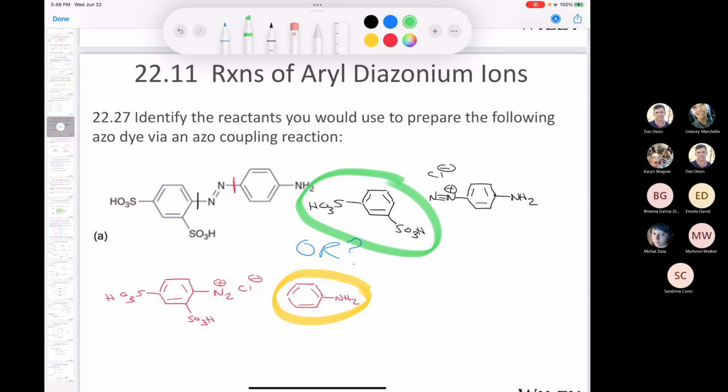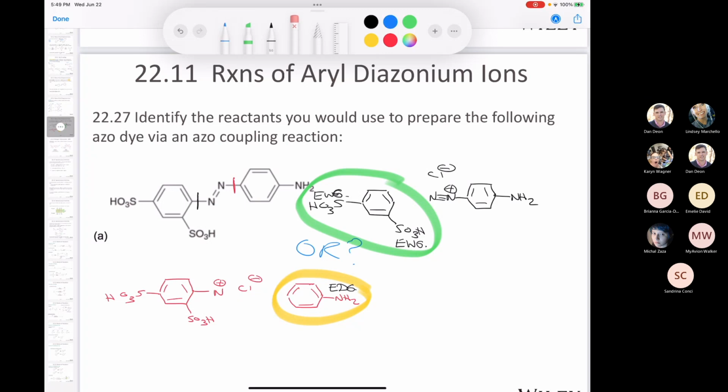Which one of them is going to make a better nucleophile? Well, I'd say it's the one in the yellow circle, because this one has an electron donating group on it, and this one has 2 electron withdrawing groups on it. Since these groups are withdrawing electron density, just pulling it away like crazy, this is not going to be a very good nucleophile. This is going to be a crummy nucleophile, whereas aniline is going to be a great nucleophile.